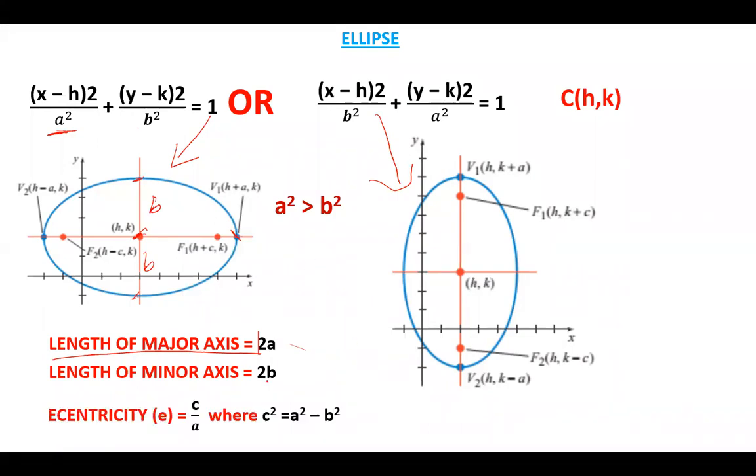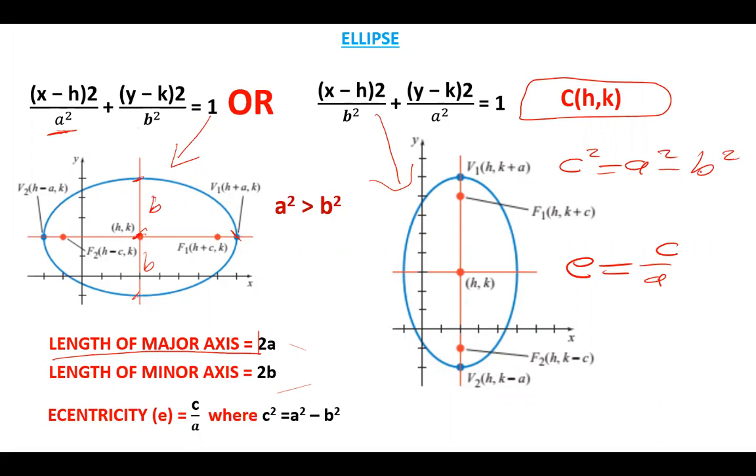So the eccentricity is given by E is equal to C over A. I'm sure you're asking yourself, where can we get C? C is not the center. Don't look at this point here to say C is the center. No, it's not the center. So you find C using this formula here: C squared is equal to A squared minus B squared. So C squared is found by using this formula here, which is A squared minus B squared. So to find the eccentricity, you just say C divided by A.